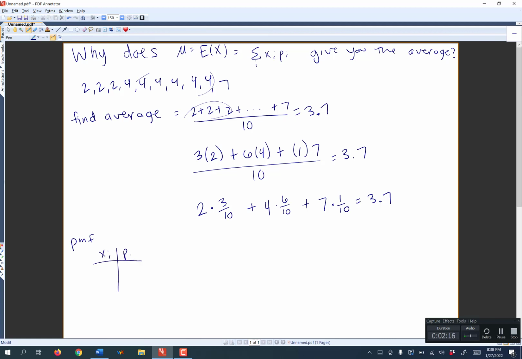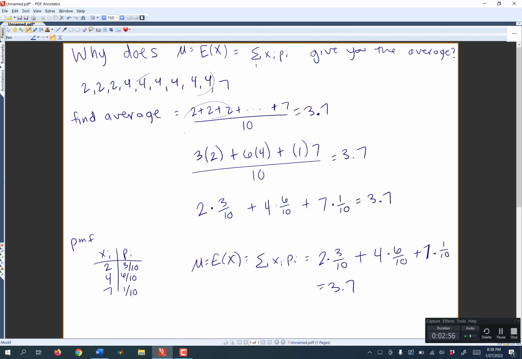For this, I'm going to write down each x value and each probability. So I have the x values 2, 4, and 7. There are 3 twos out of 10, so the probability would be 3 out of 10. There were 6 fours, so it would be 6 out of 10. And 1 seven, so 1 out of 10. Now if I find the mean, or expected value of x, using the sum of each x times the probability, I take my x of 2 times 3/10, then my next x of 4 times 6/10, and my last one, 7, times 1 out of 10. And this still gives me 3.7.